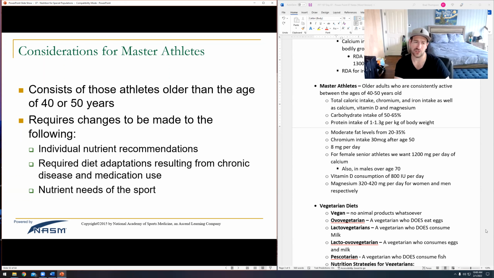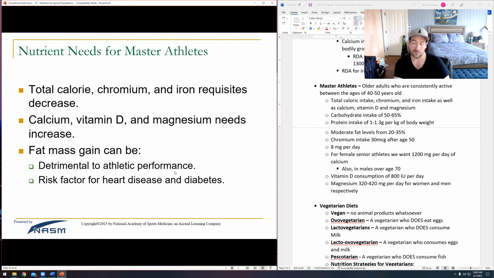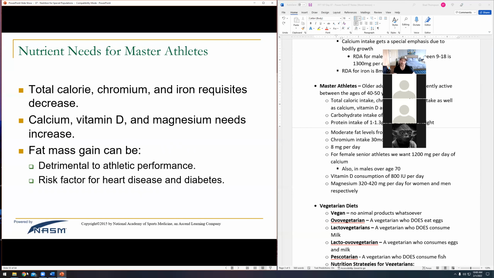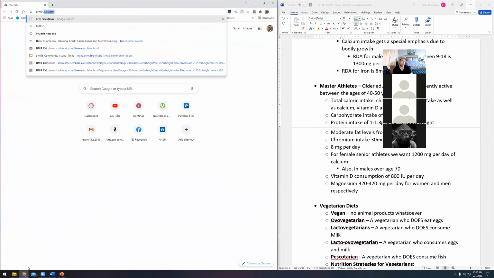We need to make some nutritional changes here. Diet adaptations, number one, we are going to pay attention to the nutrient needs of their sport. Again, if they are a 50-year-old person who's marathoning, they need a lot of carbohydrates, right? Just like any other marathoner would. But we're going to make some calorie changes here. We're probably going to reduce caloric intake in general. Luckily, that's the easiest thing in the world because you've already done a BMR calculation, right?